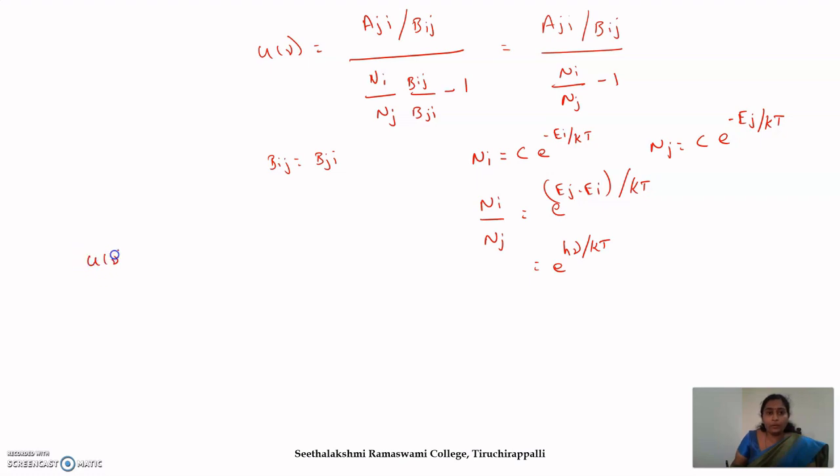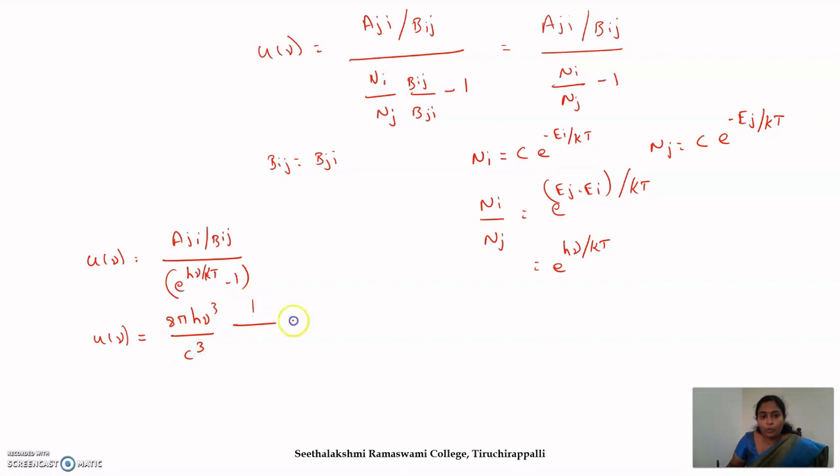So now I can write U nu is nothing but Aji by Bij, divided by (exponential h nu by kT minus 1). And this equation is analogous to Planck's radiation law, where the density of incident radiation is given by 8 pi h nu cube by c cube, times 1 by (e power h nu by kT minus 1). So by equating these two equations, we'll get Aij by Bij equal to 8 pi h nu cube by c cube.